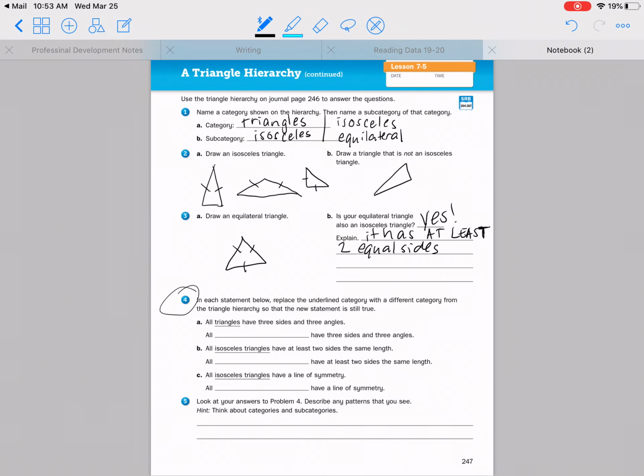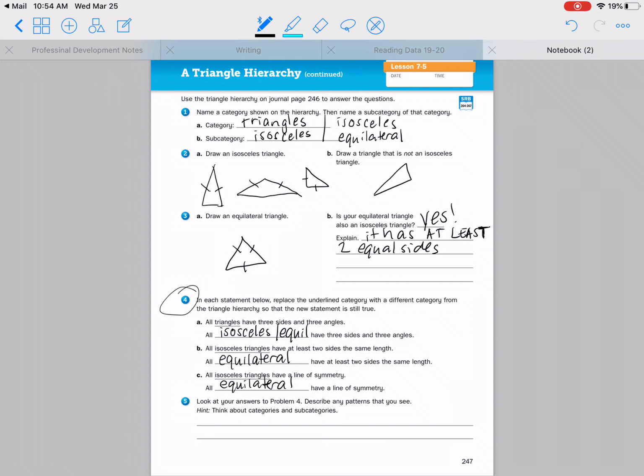And then this is the one that I got the most questions about. In each statement below, replace the underlined category with a different category. That means the statement is also true. So if all triangles have 3 sides and 3 angles, well, every category of triangles is going to have 3 sides and 3 angles. So you could have said all isosceles, or you could have said all equilateral, and both of those would have been fine. If all isosceles triangles have at least 2 sides the same length, what's the other category that is also true for? All equilateral triangles also have at least 2 sides the same length. And then all isosceles triangles have a line of symmetry. The only other thing that could be is all equilateral triangles have a line of symmetry.